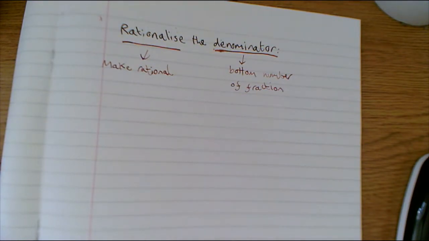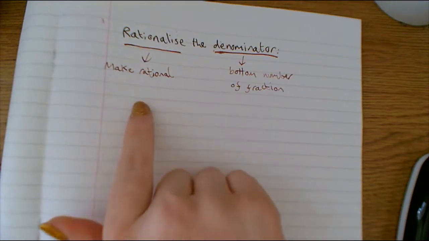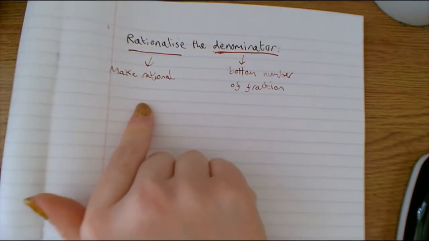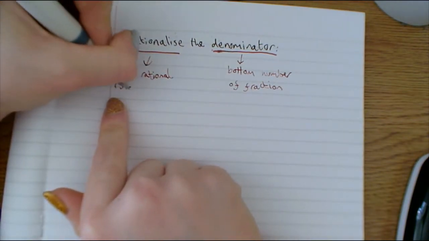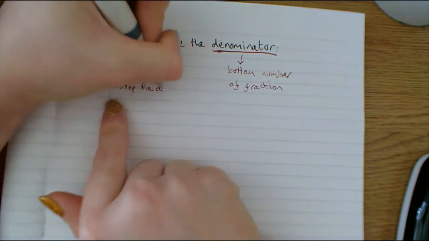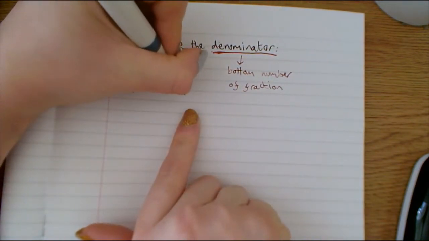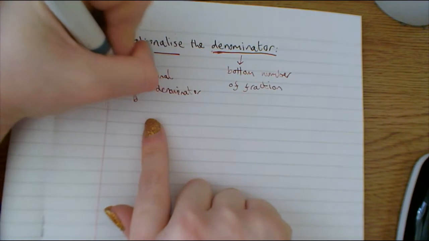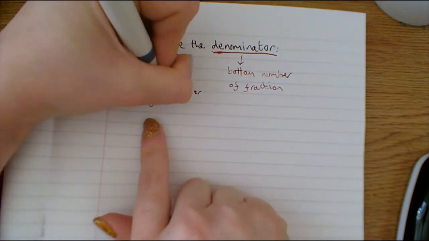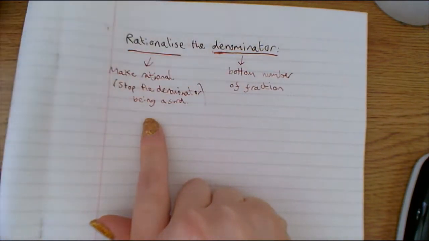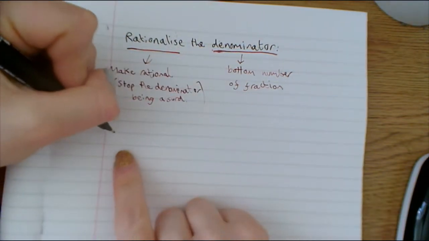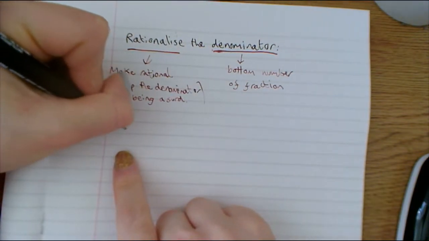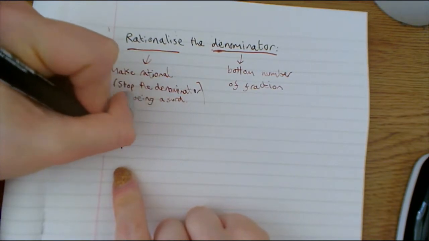Now, surds are irrational. So when we are asked to rationalise the denominator of a fraction with a surd, what we are trying to do is stop the denominator being a surd. That is what we are being asked to do when you get a question where you're asked to rationalise the denominator. That's it. So for example, you could get given this. You could get given rationalise the denominator of 3 over root 5.